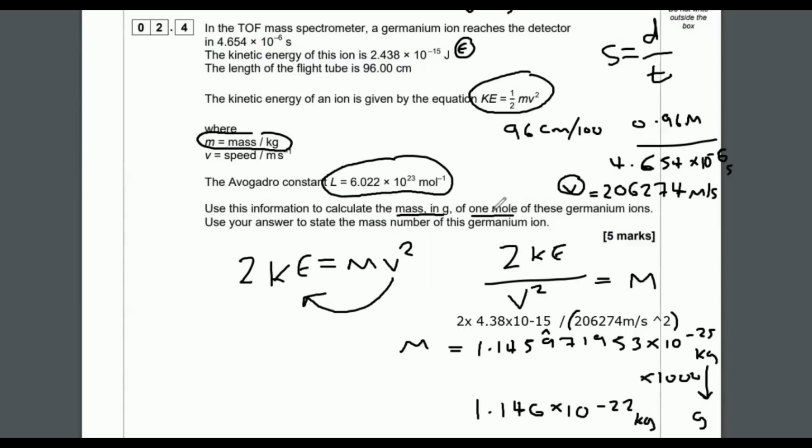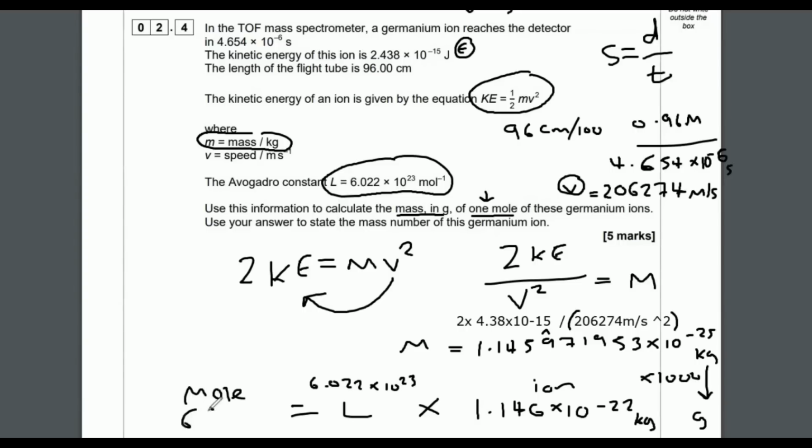Notice here I've rounded to 1.146 times 10 to the minus 22. It's not going to affect your answer. It's so close to 1.146 that it is good enough. Now that was for an ion. I want to know for a whole mole. Now a whole mole is made up of 6.022 times 10 to the 23 ions. So I'm timesing it by L, which is 6.022 times 10 to the 23.